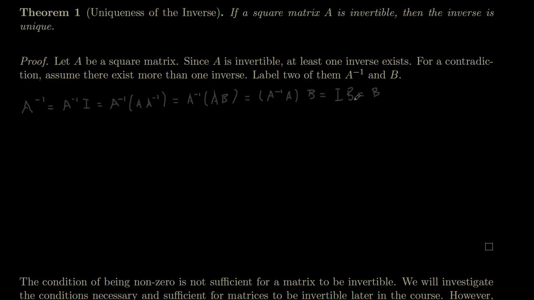So anyways, A inverse equals B. So we didn't really need to assume a contradiction, but if you have supposedly two inverses, you can determine that they're the same. So it's not two, it's just one. All right.